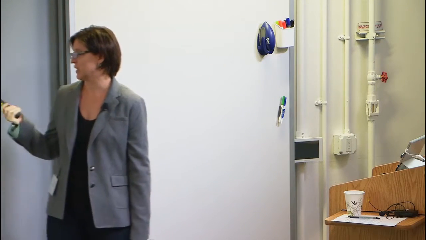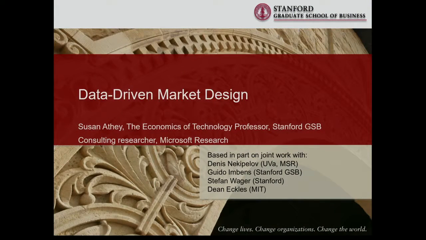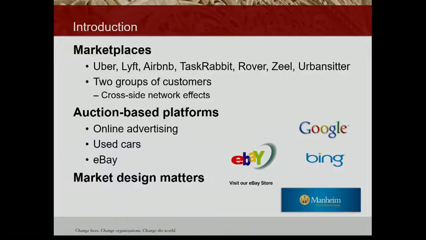So the co-authors on the work I'm talking about today include Dennis Nekipelov, who's here, Guido Imbens, who worked on some of this work together with me at MSR, and he's now working at Amazon part-time. Also, Stefan Wager is a graduating PhD student in statistics, brilliant student, and Dean Eckles just moved from Facebook data science to a faculty position at MIT.